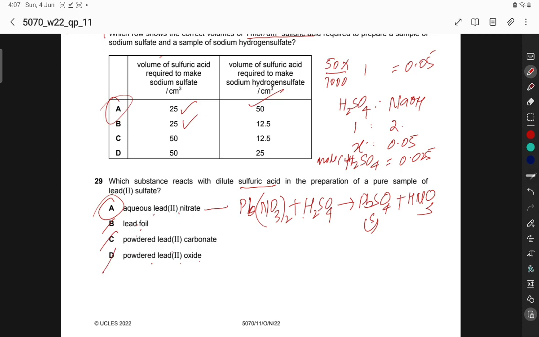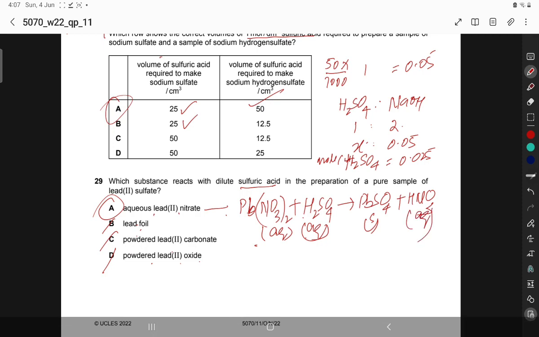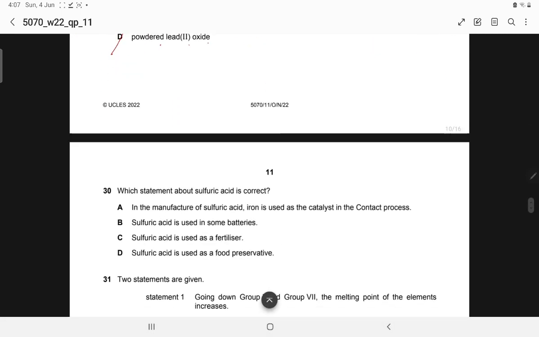So aqueous lead(II) nitrate is the best option. It is aqueous and the sulfuric acid is aqueous. So when two aqueous solutions react with each other to form one soluble and one insoluble product, A is the best option.